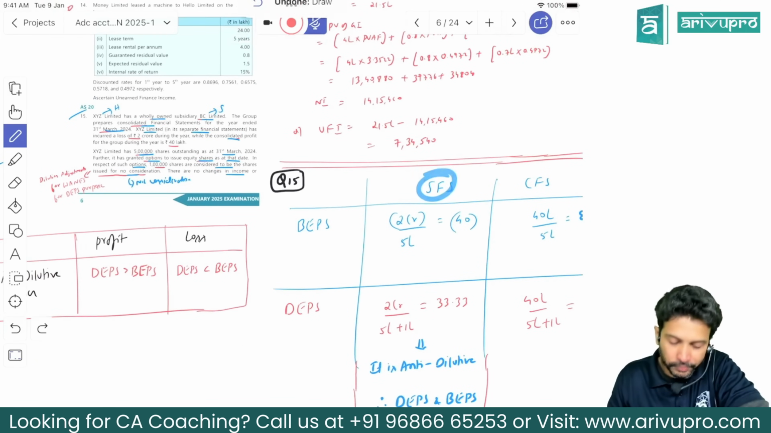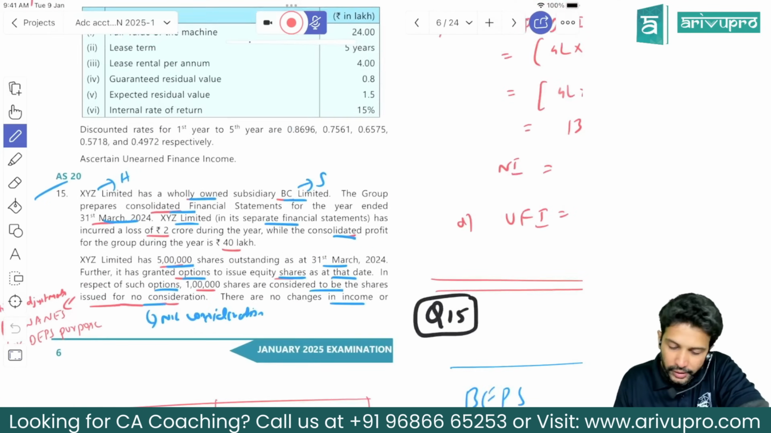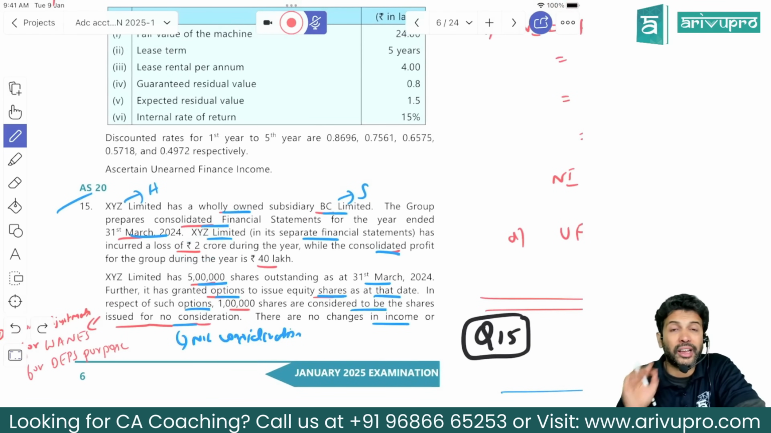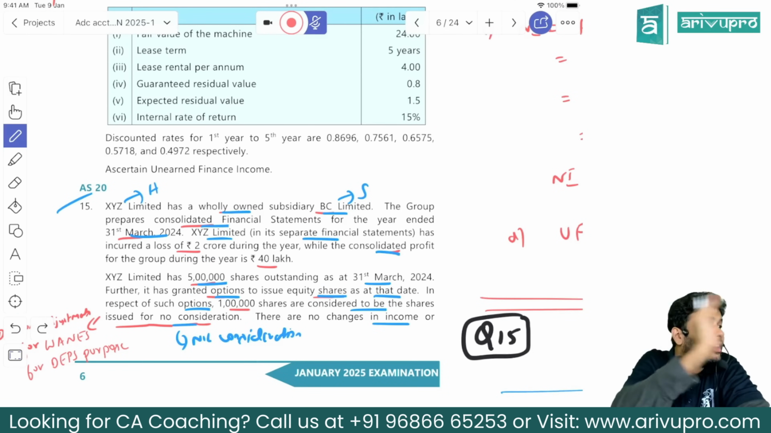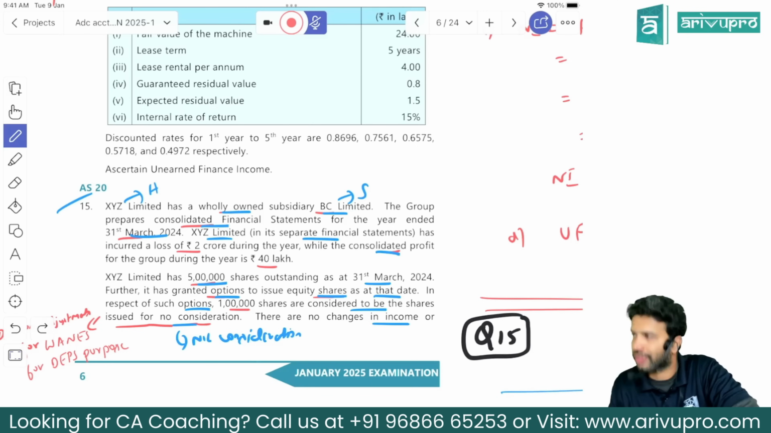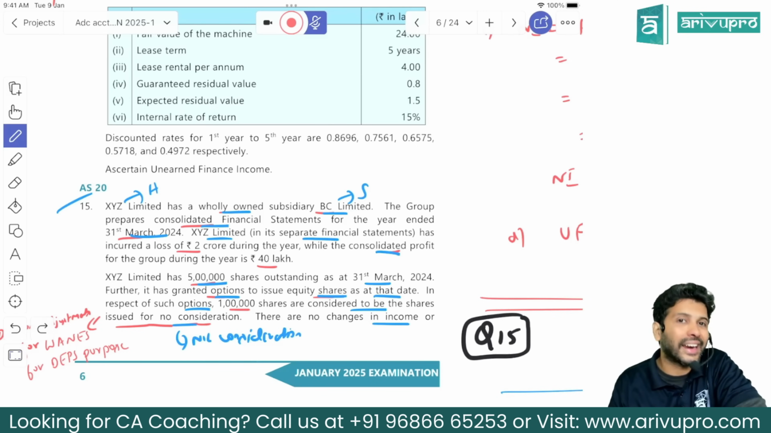First SFS. For SFS, you will take the group's data or only X's data? X's data. How much is X's loss? 2 crore. Sir, for a loss do we calculate EPS? Yes, the name is what? AS 20 talks about earnings per share. It is not profit per share. Earnings could be positive or negative. Even if you make a loss, we still calculate EPS.